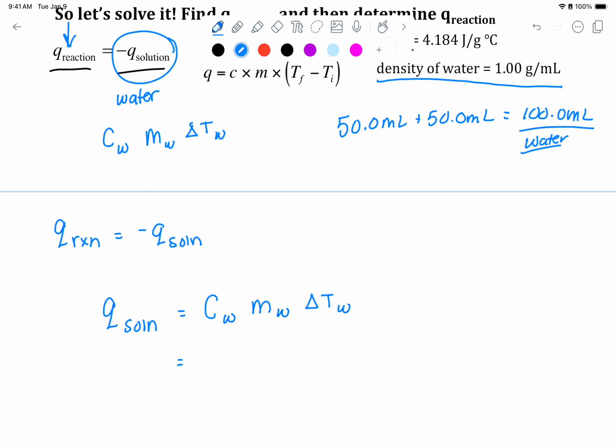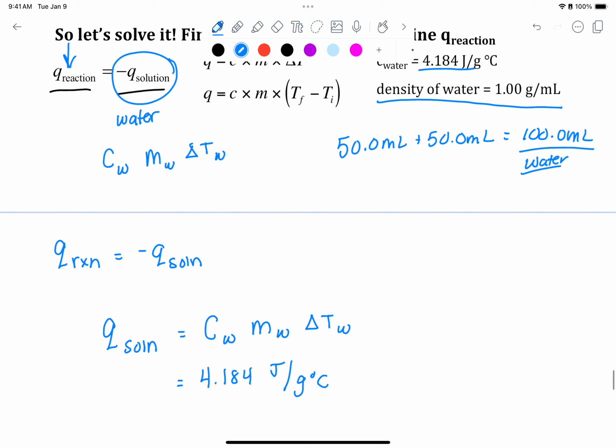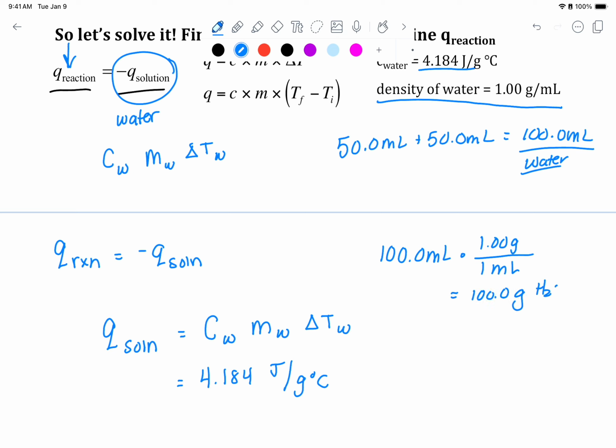So let's see, we know our C of water, that is going to be that 4.184 joules per gram degree Celsius. We know that we have 100 milliliters of water, or of solution overall. We know that 1.00 grams is in 1 milliliter for water, so this is 100.0 grams of water. So our mass is 100.0 grams.